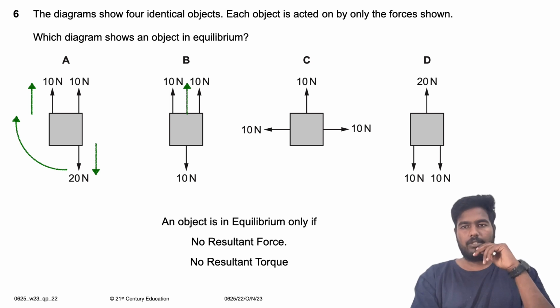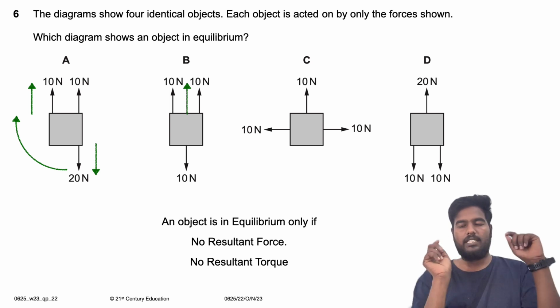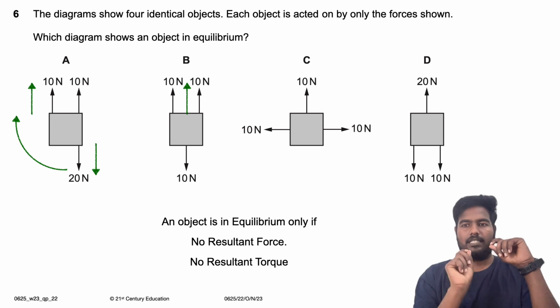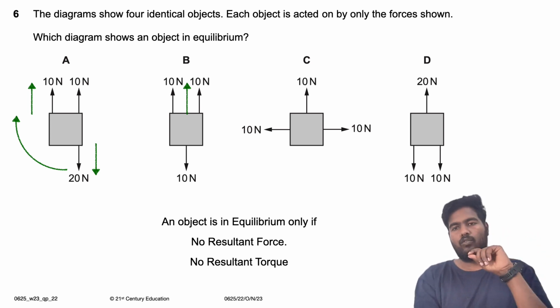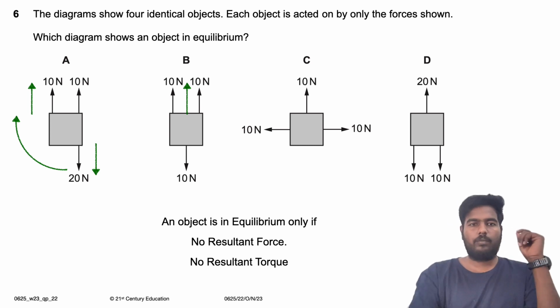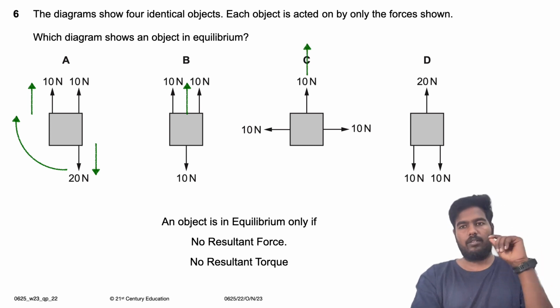Let's look at option C. So option C has 10 newton upwards and 10 newton left and 10 newton right. So this 10 newton left and 10 newton right are equal and opposite, so they will cancel each other out. But this 10 newton upwards doesn't have a counterpart. So the resultant force is 10 newton upwards. So this is not in equilibrium.